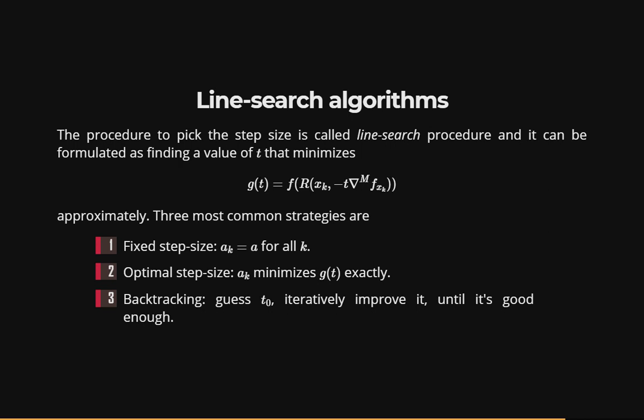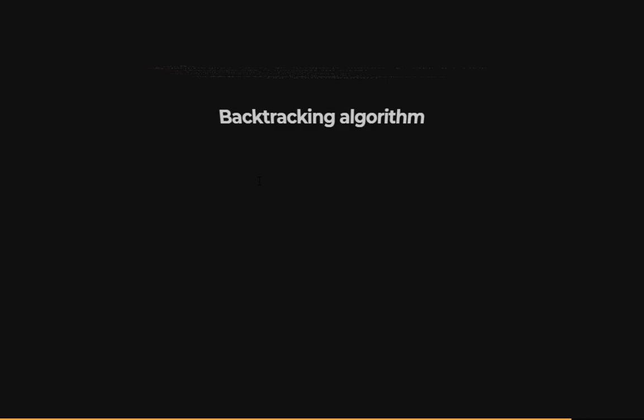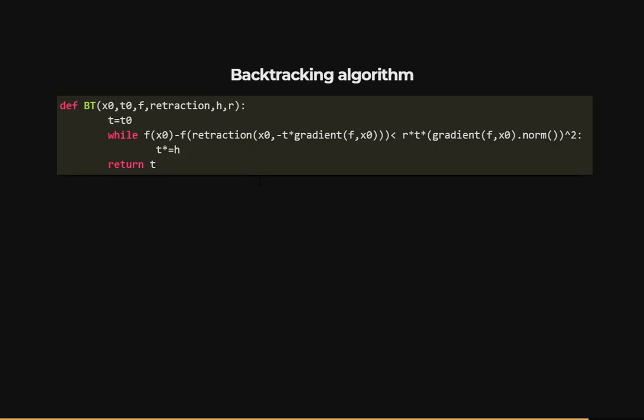So you guess an initial value t0, and you improve it iteratively until it is good enough. How? Well, with what is called the backtracking algorithm, which is very easy. It's almost laughable, because the only complicated thing is the condition you are checking. So now, forget the condition for a moment. What you're doing is that you initialize t equal to t0, and every step you multiply t by a fixed amount, which you usually pick, I don't know, a number between 0.5 and 0.8, something like that.